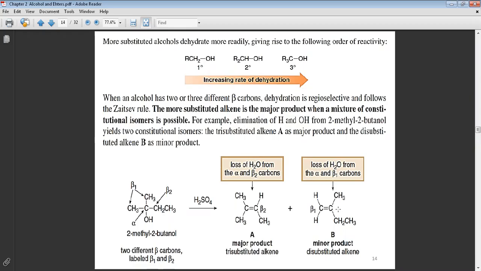Zaitsev rule. This will be the more substituted alkene, it will be more stable, and it will be the major product, with a high percentage of yield. That means this will be the highly substituted alkene, this will be the less substituted alkene. This has 1, 2, 3 alkyl groups, this has 1, 2 alkyl groups. We took that in your first semester.